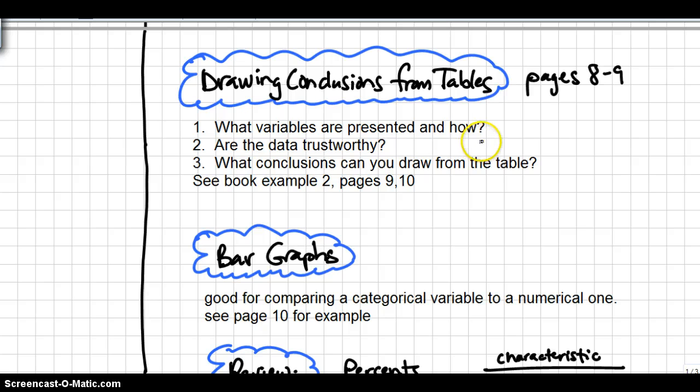You want to take note of what that source is and make sure that you find it to be a trustworthy source. And then students will be looking at, in the homework, what conclusions they can draw from the table. What does the information tell us and how are we going to use it? For further examples here, students will need to consult their text.